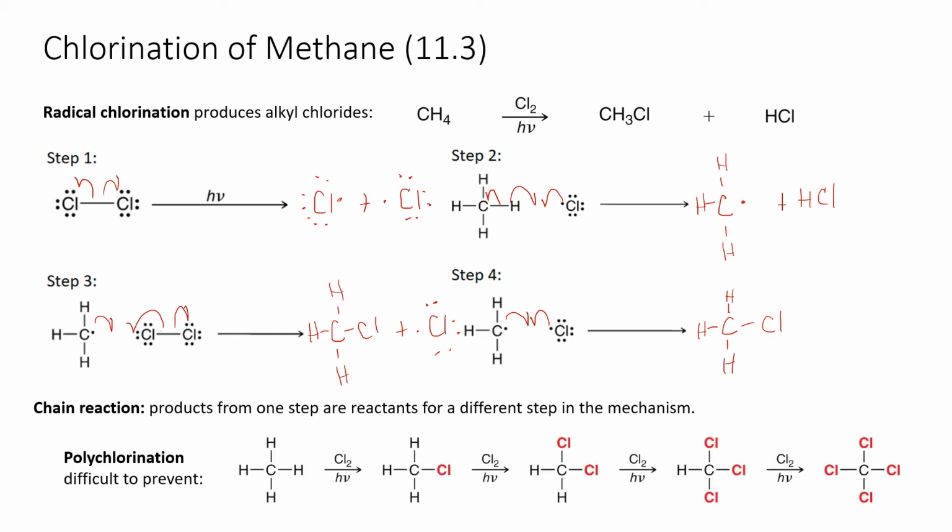Polychlorination is difficult to prevent. Whenever you have an alkane and you react it with chlorine with irradiated light, we will get polychlorination. So we see eventually what happens is that you can get a mono-substituted, di-substituted, tri-substituted, or even a tetra-substituted product. So we can get polychlorination, and that's very difficult to prevent. With chlorination, it's not as regioselective.